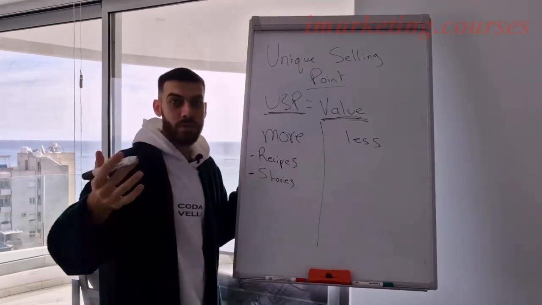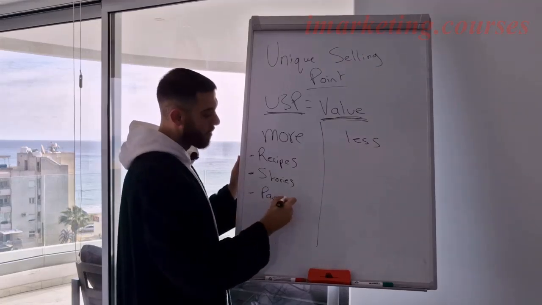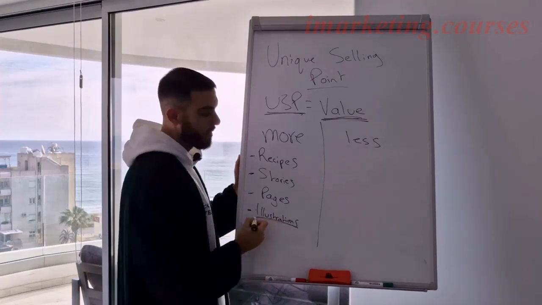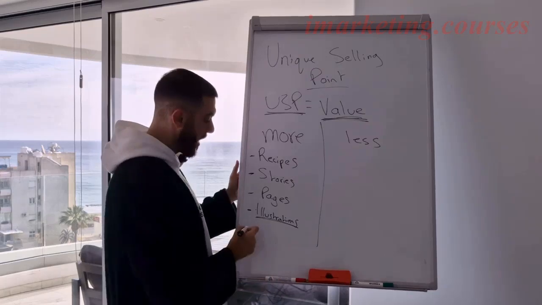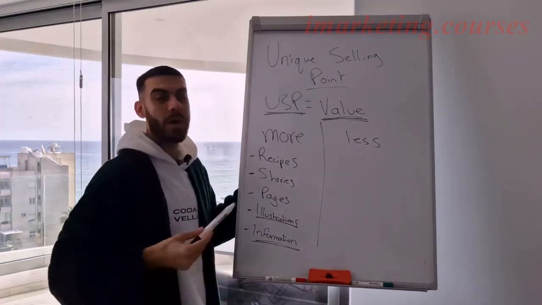If it's difficult for you to think of something that you can add more value to, you can just have more pages, which makes your book automatically seem more valuable. Maybe you can have more illustrations or better illustrations, more fun illustrations, more descriptive illustrations. Maybe you can have more information. So I remember one of my clients was selling an Excel book and they had a Microsoft Office book.